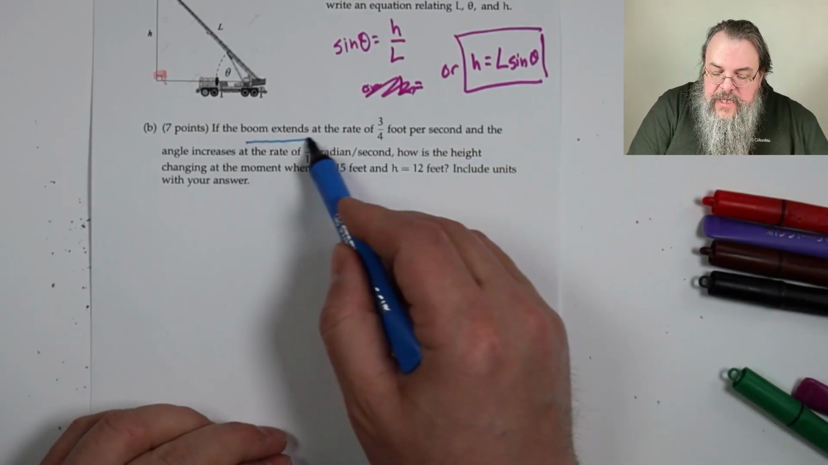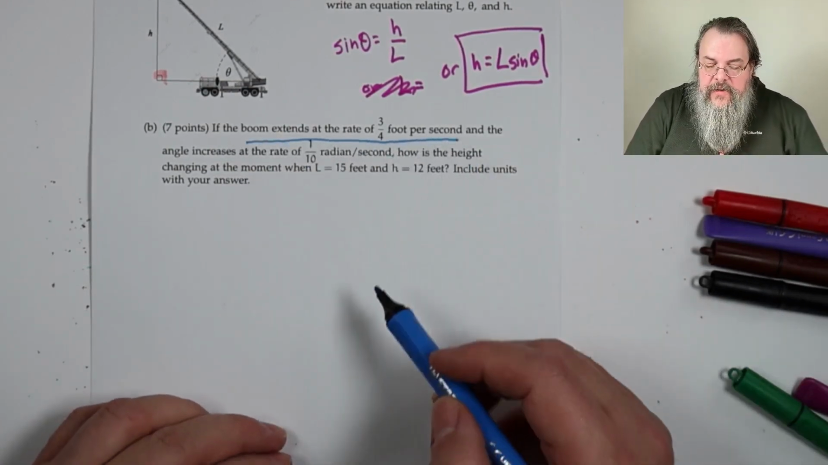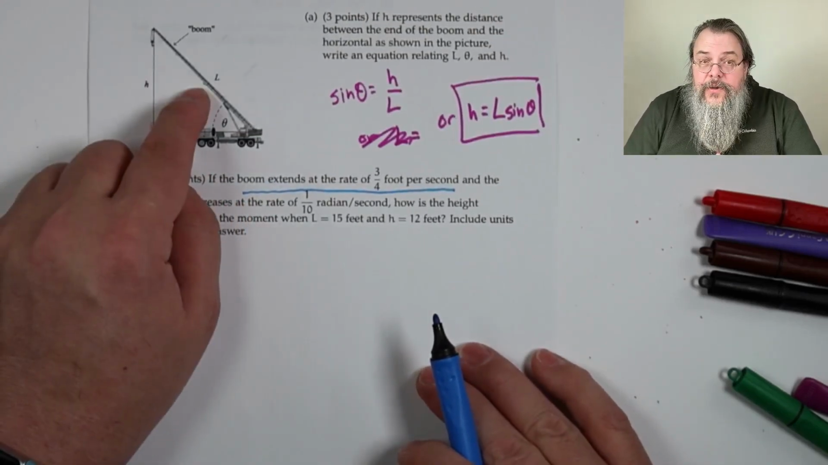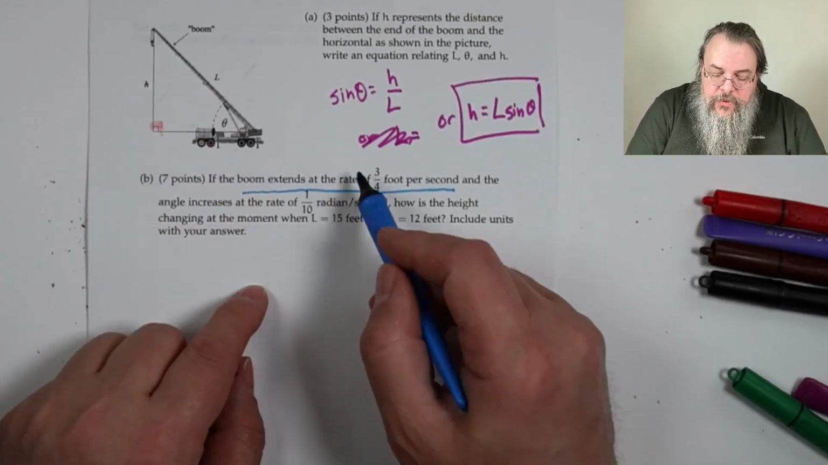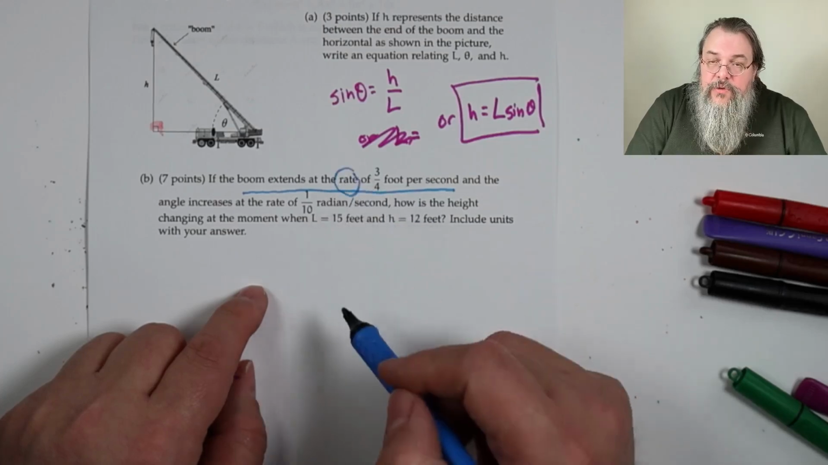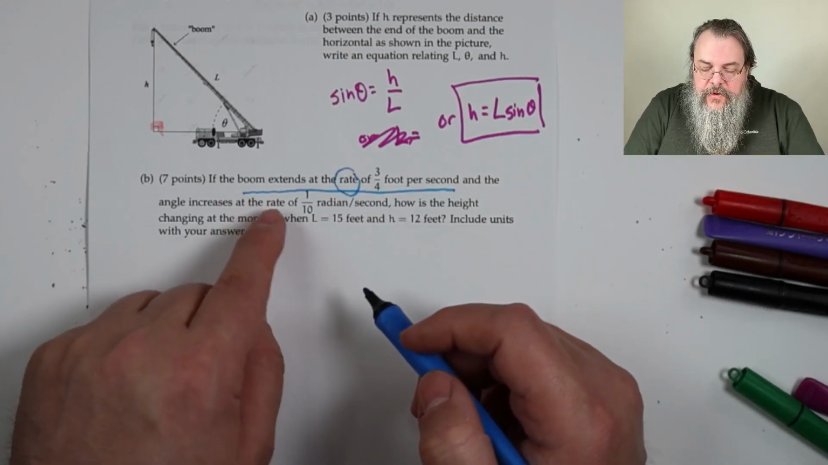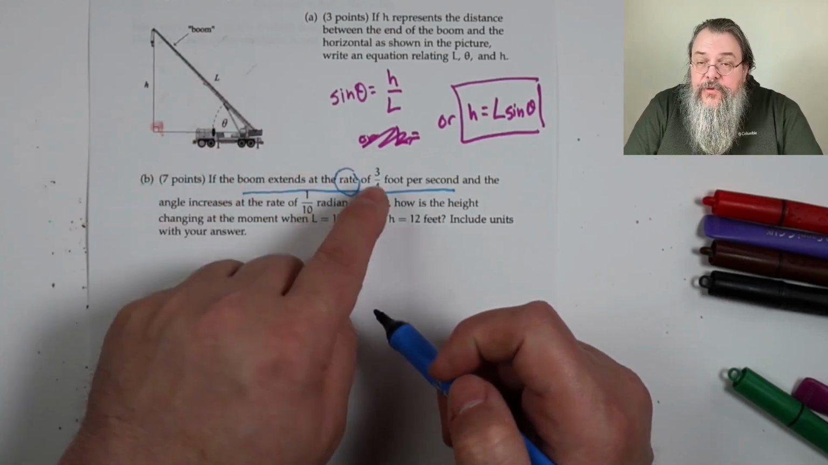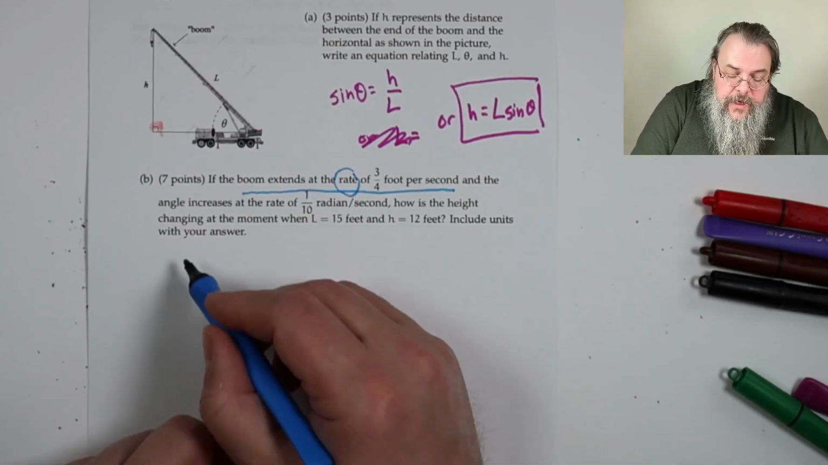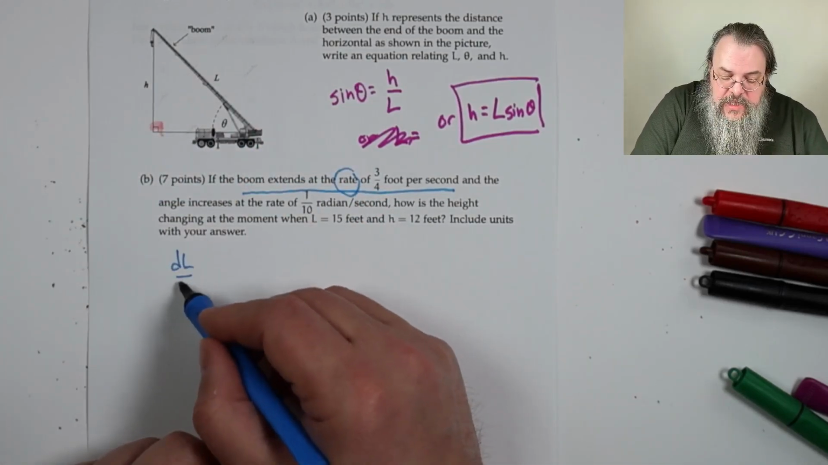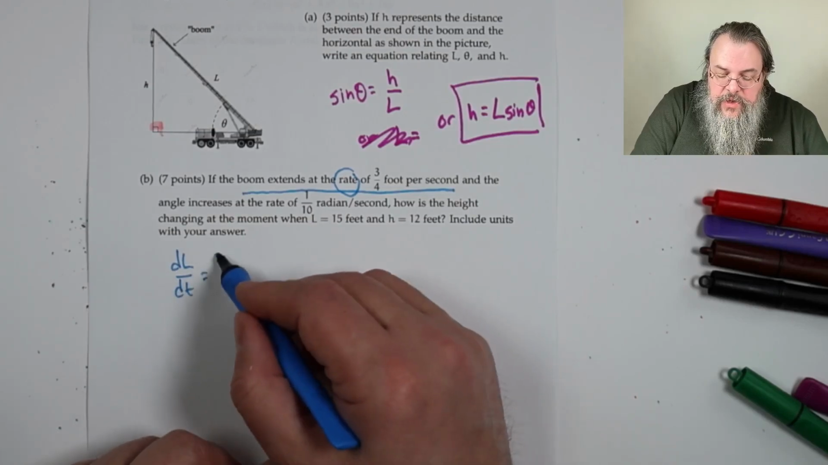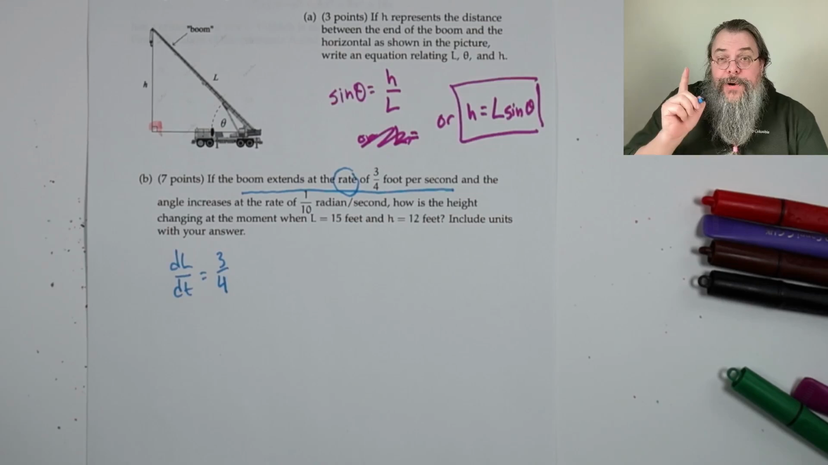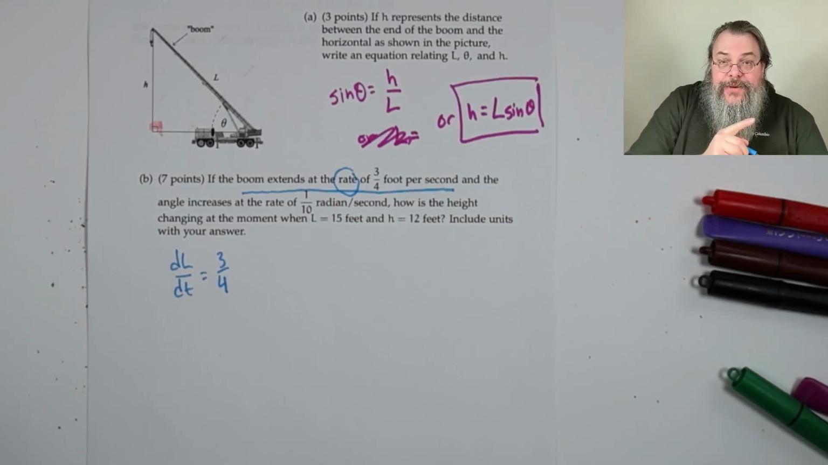Boom extends at a rate of 3/4 foot per second. What is the boom? That's the L. And the word rate means derivative. And so it's like, okay, the derivative of L is 3/4. So we could say that dL dt is 3/4. Now, quick question. Positive 3/4 or negative 3/4?